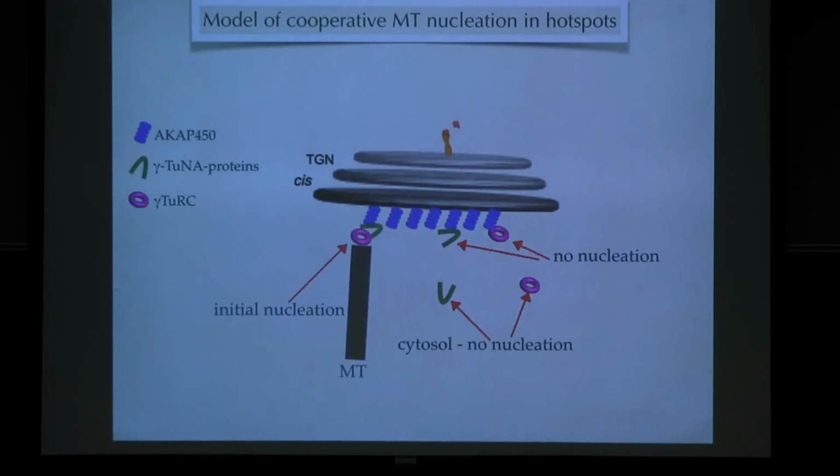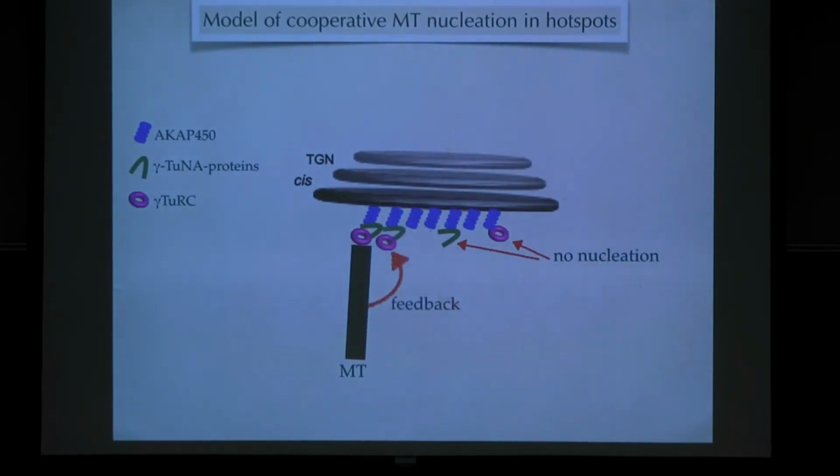So how we think it might be working? The gamma TuRC and gamma TuNA proteins exist separately in the cytosol. Whenever they get together spontaneously, one microtubule can be formed, and this allows for feedback, which causes those proteins to get together, and this results in hotspot formation. We have several hypotheses how an existing microtubule can cause activation of gamma TuRC through gamma TuNA, and we can discuss it if you want during the questions.